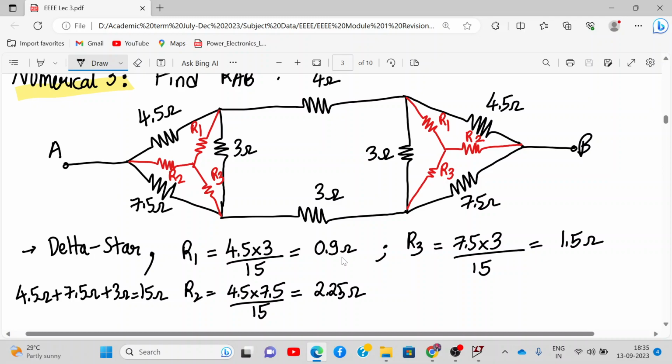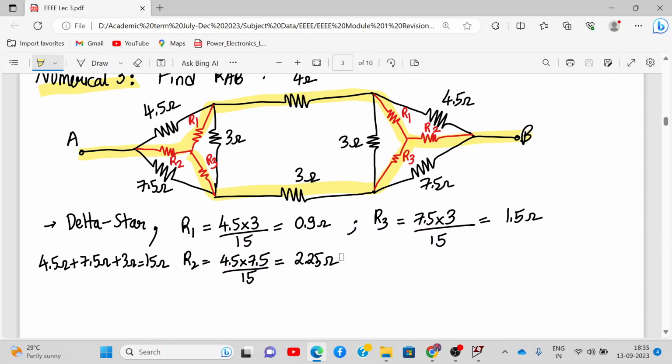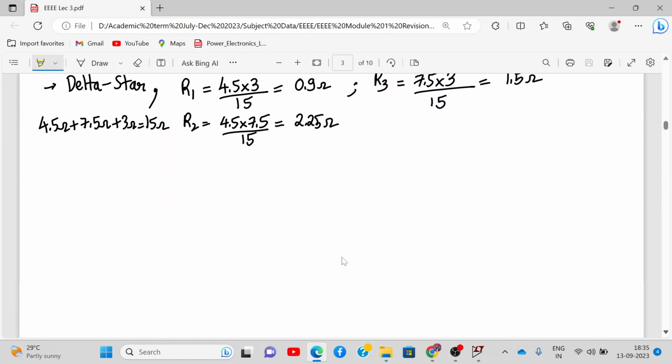Got it? Now we have to redraw the circuit. But here students make a mistake. They don't disconnect these values, that is 4.5, 7.5 and 3 ohm. These are already converted into a star network. So I'll draw a yellow line. Only those networks we need to redraw again. No need to include this 4.5, 7.5, 3 ohm again. We'll redraw this network with the required values. Let's go down and recreate this circuit once again.